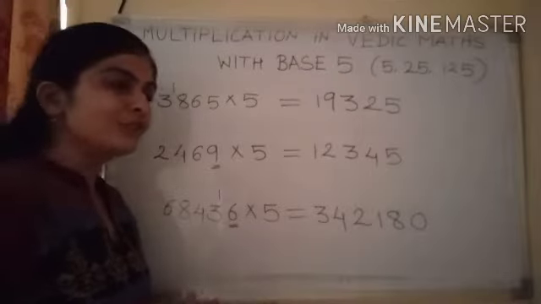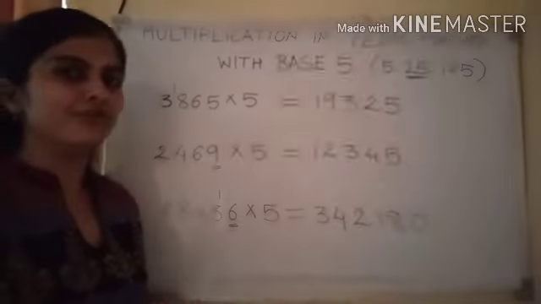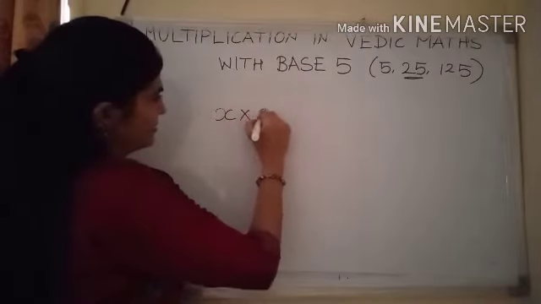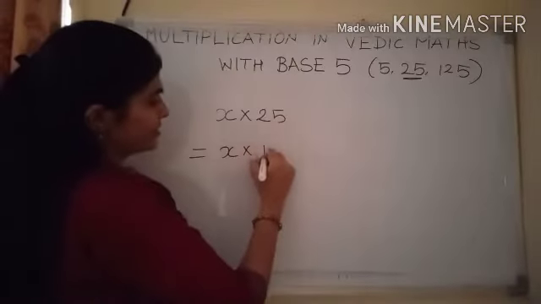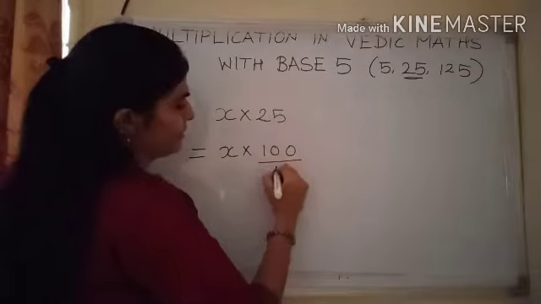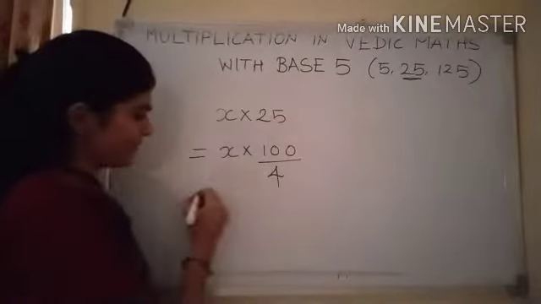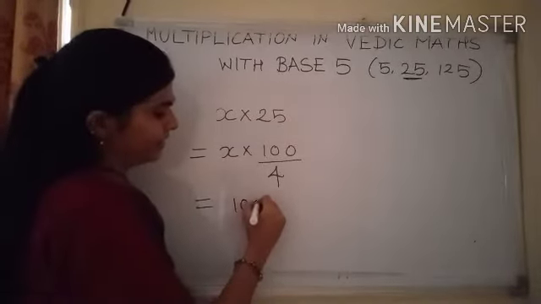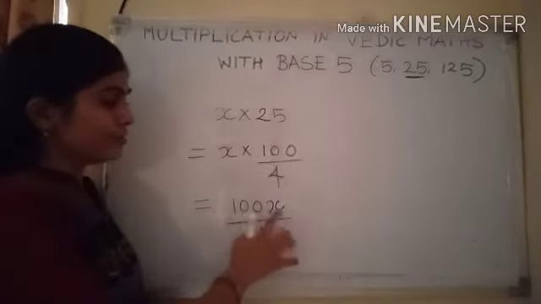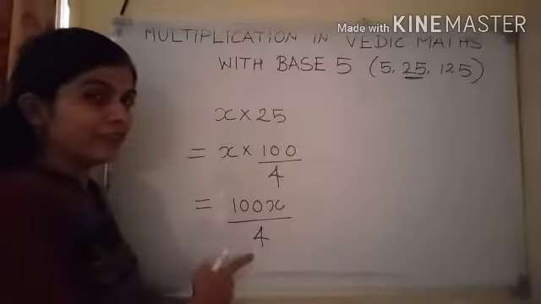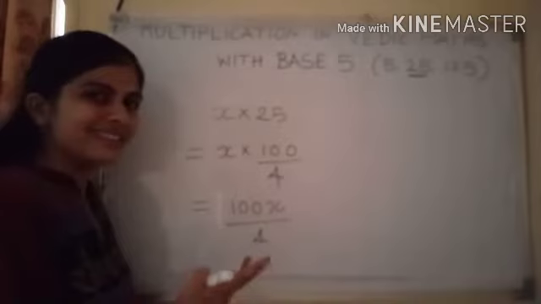Now we are going to discuss if we need to multiply a number with 25. X into 25. Can we write it down as x into 100 divided by 4? Because 100 divided by 4 is 25. So 100 into x, that is 100x divided by 4. So multiply number with 100 and then finally divide it by 4 and you will get your answer.